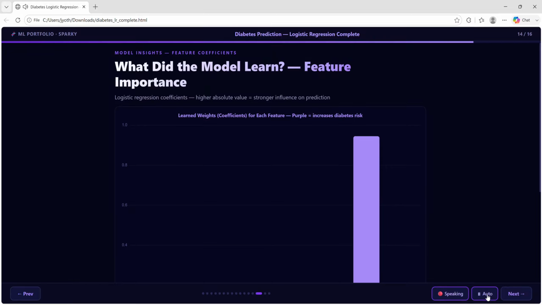After training, we can inspect the coefficients, the weights the model learned. These tell us which features matter most. Diabetes pedigree function has the highest coefficient, meaning family history is a very strong predictor. Glucose is also very high. BMI and pregnancies have positive coefficients. Blood pressure has a near zero coefficient, meaning it barely contributes. The chart shows these weights. Purple bars increase diabetes risk, any negative bar would decrease it.